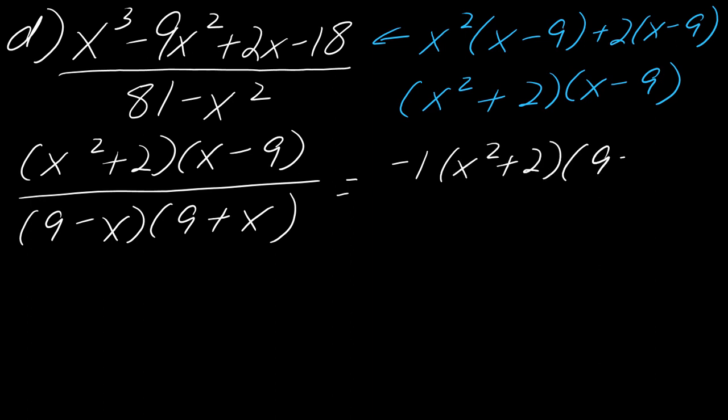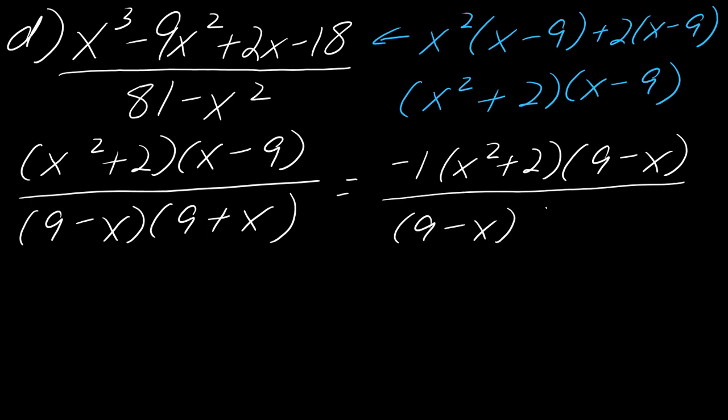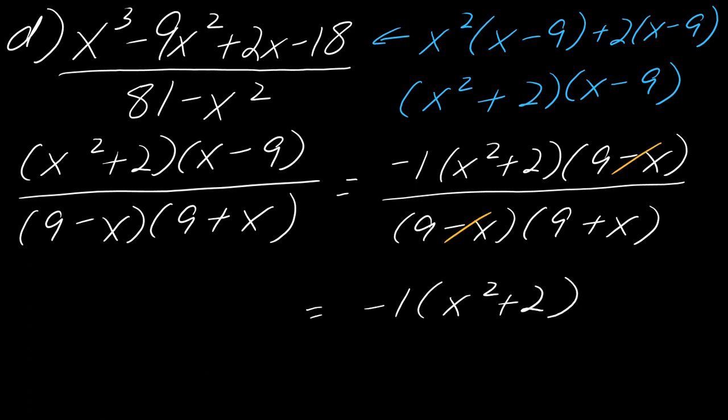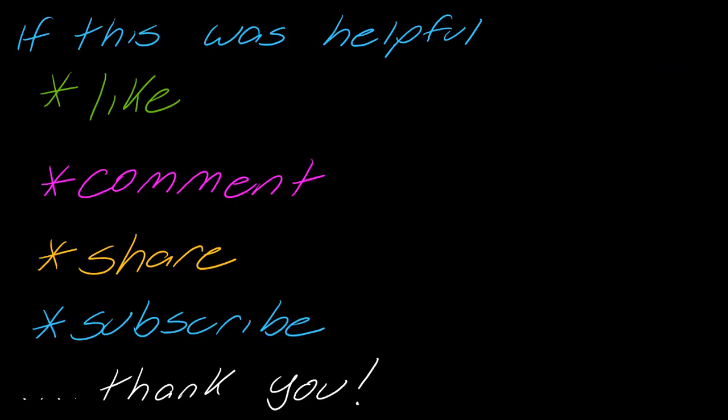Doesn't matter where you want to do it. So now I can flip the order. And now I can cancel out these 9 minus x's. So this is going to be negative 1 times x squared plus 2 over 9 plus x. Okay, and so that brings us to the end of that one. So I'm going to leave it at that.